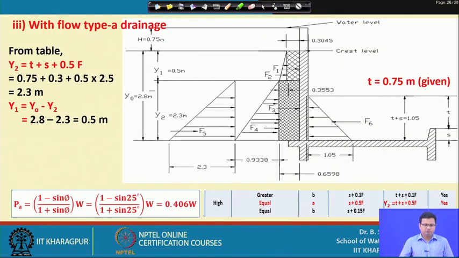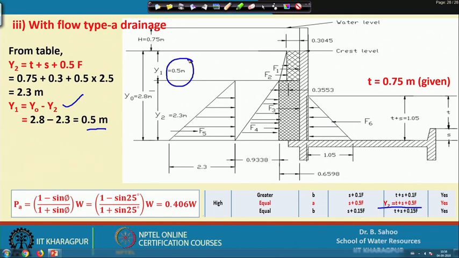Now, for the third problem we have to use the type A drainage. For type A drainage, here y 2 is computed as T plus S plus 0.5 F from this table. You can see from this table the value I have taken for flow condition, and y 1 equals y 0 minus y 2, that equals 0.5 meter. Here the additional force will be F 6, which is the negative pressure acting backwardly because of this tail water.